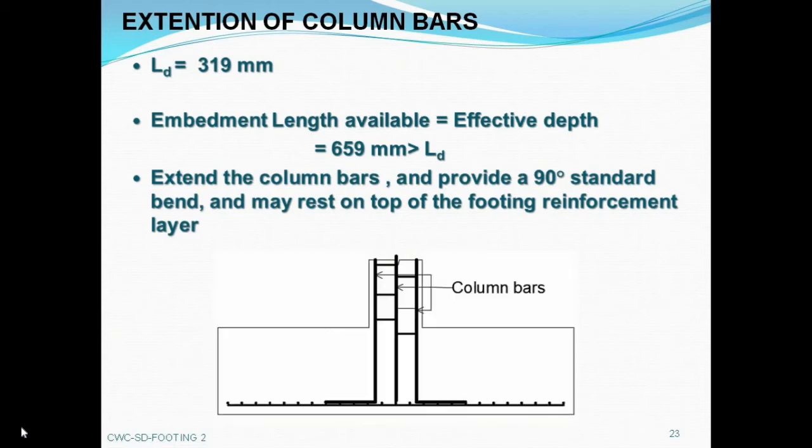The figure shows the extension of column bars. The bars are extended from the column footing interface till the footing reinforcement and given a 90-degree standard bend so that it will be resting on the footing mat. We have calculated the reinforcement area required. Now let's distribute the reinforcement.